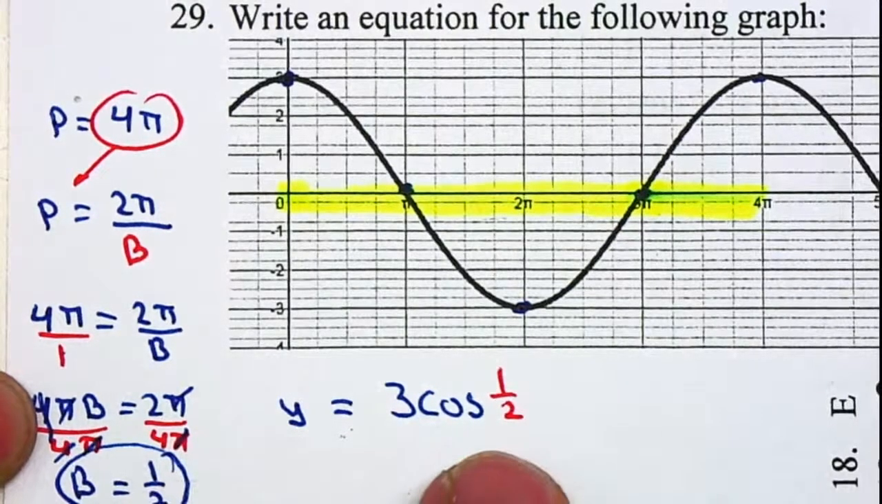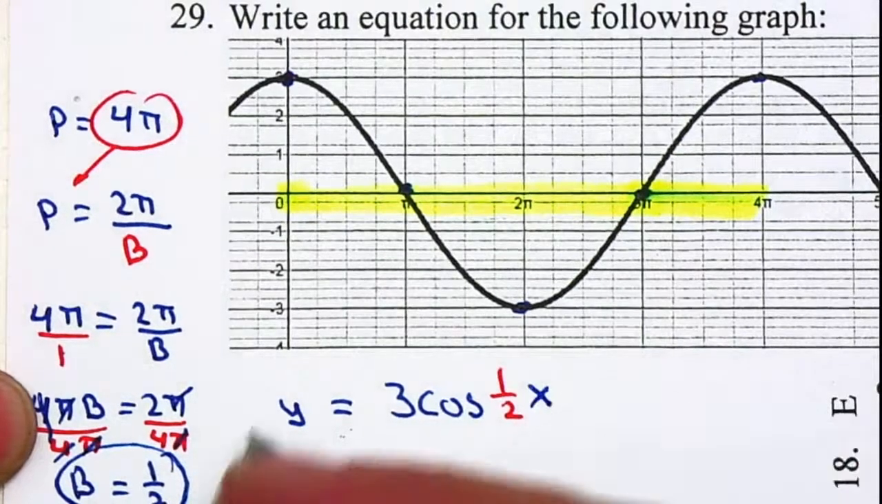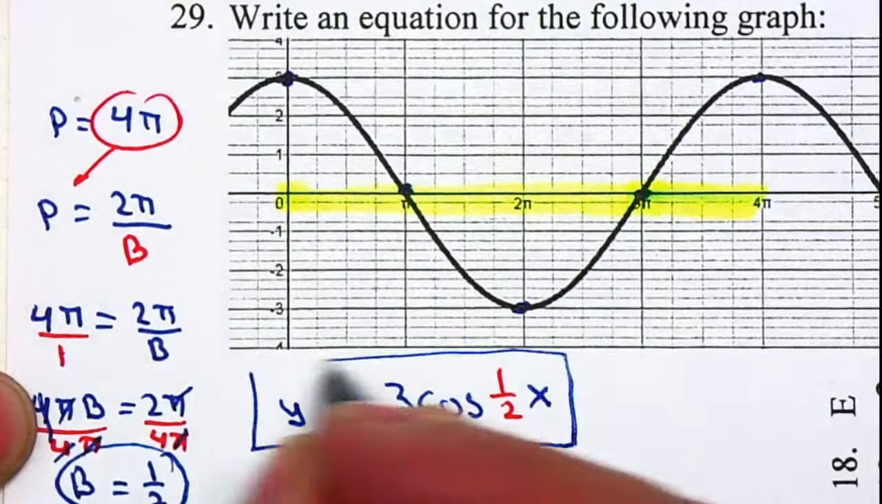So notice either way will be fine. And we're just missing the x. Remember, there's no phase shift, so that will be the equation for this graph.